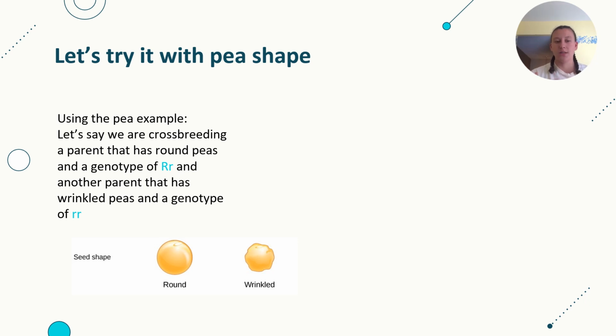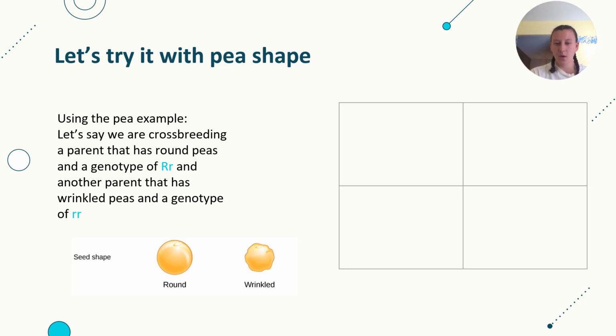So let's go through this and try it with pea shape. So we're going to say we have 2 parents that we know the genotype of, because Punnett squares only work if you know the genotype. So we have big R, and little r. So big R codes for round peas because it has the dominant allele, and little r has wrinkled peas because it only has recessive, and the wrinkled is the recessive trait.